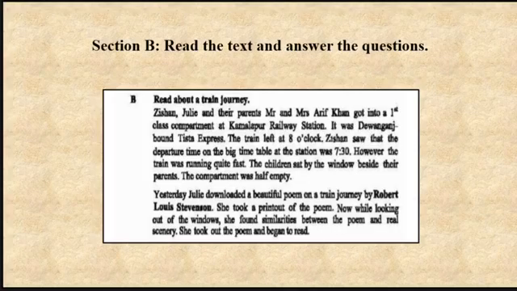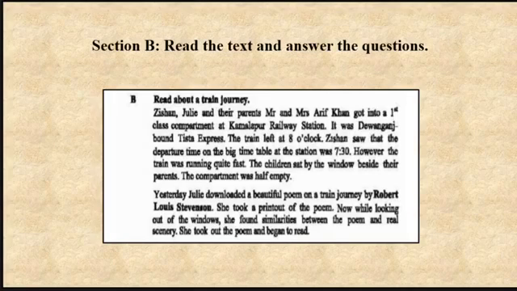The train left at 8 o'clock. The actual leaving time was 7:30. So it was showing on the timetable, big timetable, 7:30, but the train left at 8 o'clock. That means it was late. However, the train was going quite fast, running quite fast. Fast means speedy.